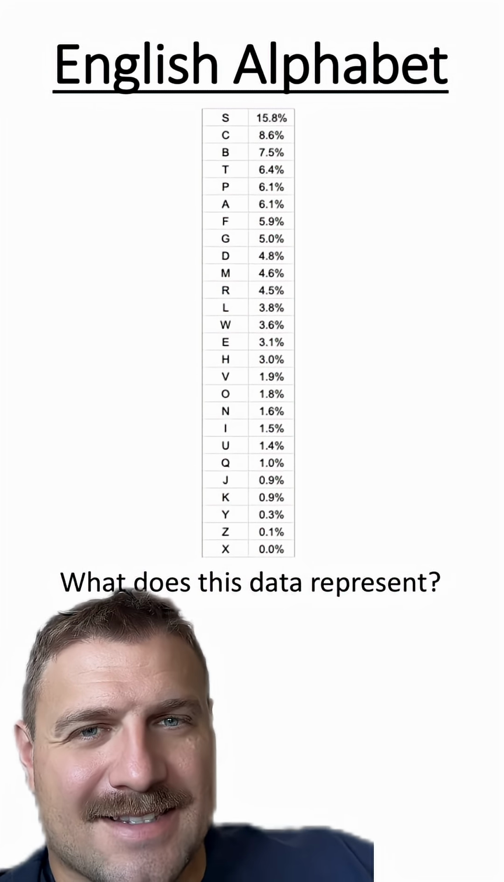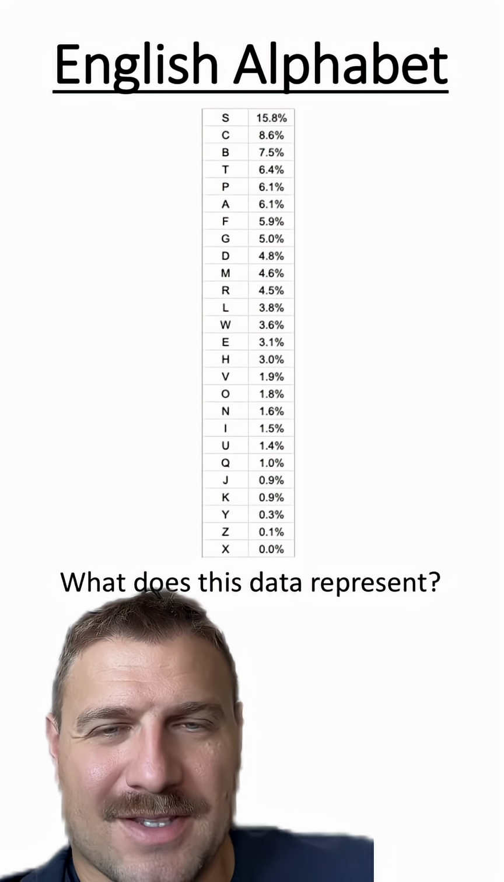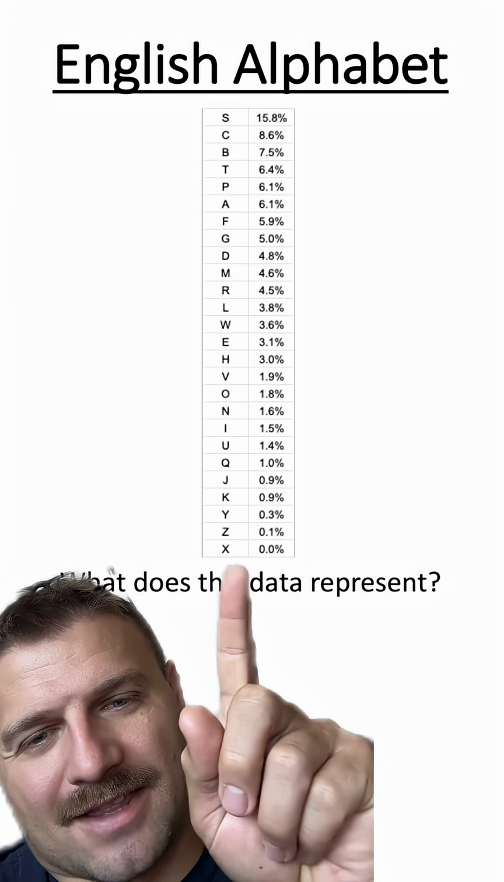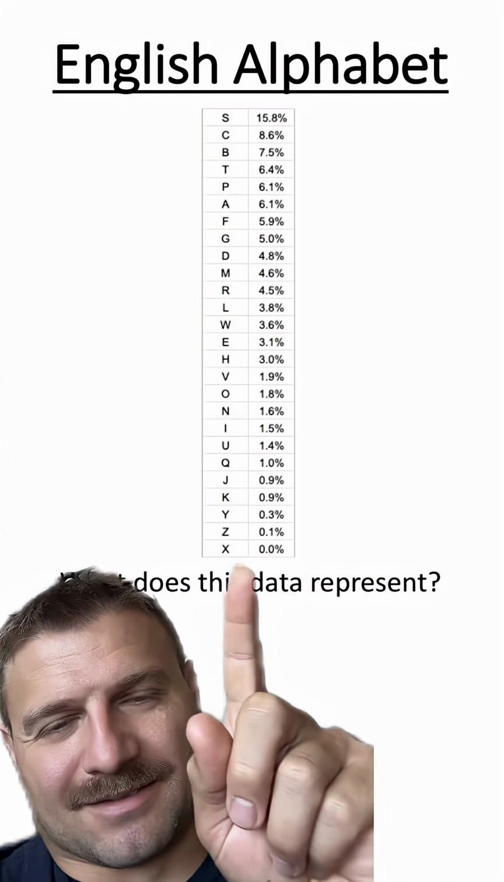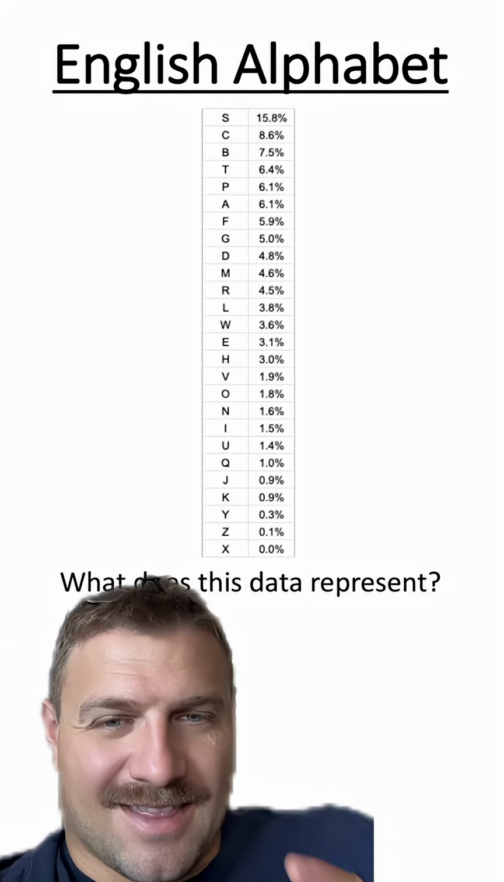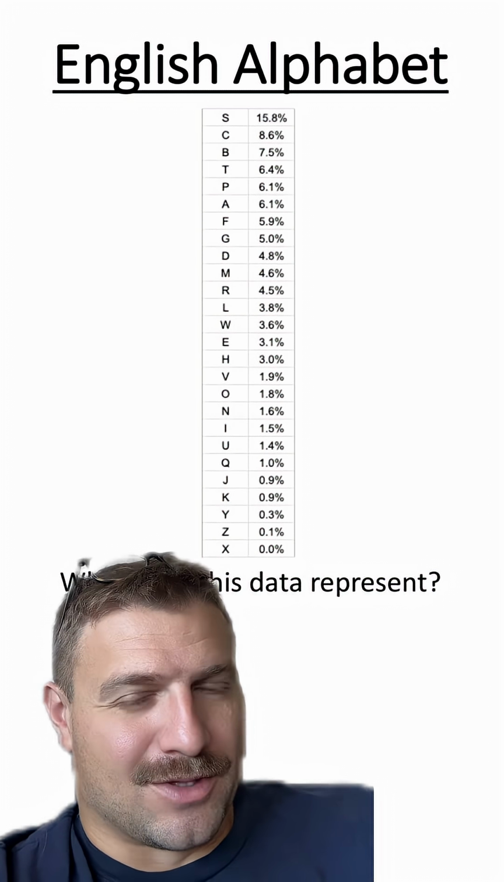All right, this is the last set of data that I'm gonna have you trying to interpret. What does this data represent? You can see S at the top has the highest frequency, while X is at the bottom with almost nothing. Take your time and try to think about what this data maybe tells us. This one's a really tricky one, I'll give you a hint. You may have played a game with this data in it.